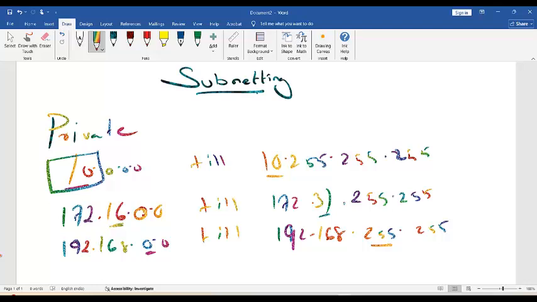So subnets help to provide a dedicated range of IP addresses along with a broadcast address for each department.